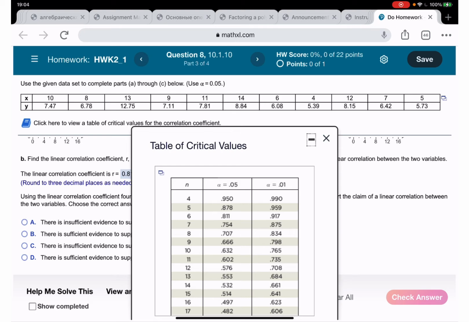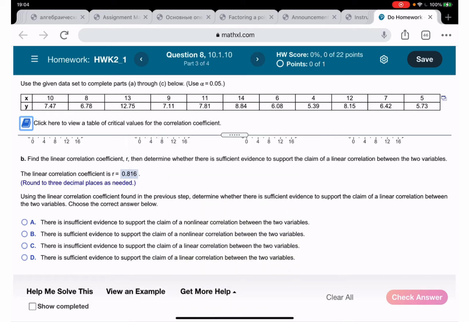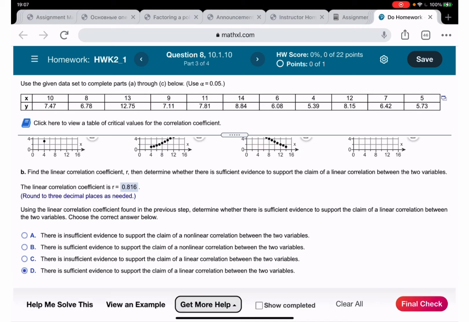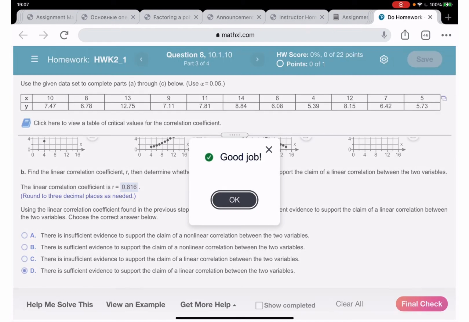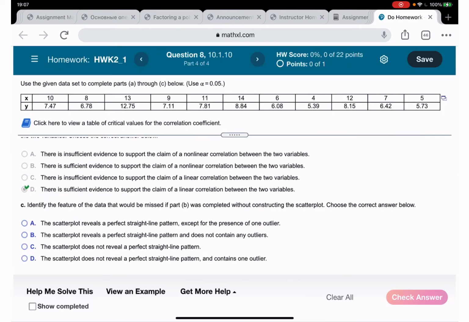It's going to be 0.602. And 0.816 is greater than 0.612. Therefore, there is sufficient evidence to support the claim of linear correlation. We are testing linear correlation between the two variables. That's going to be D. Good job. Okay, next question.